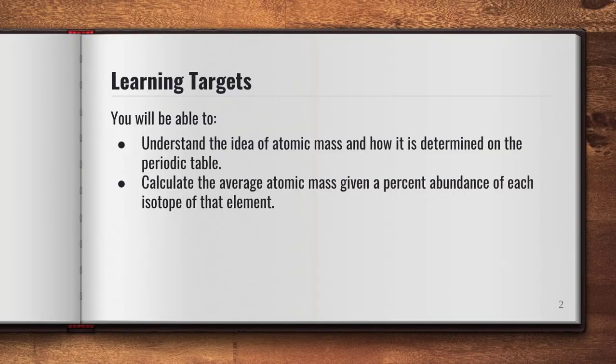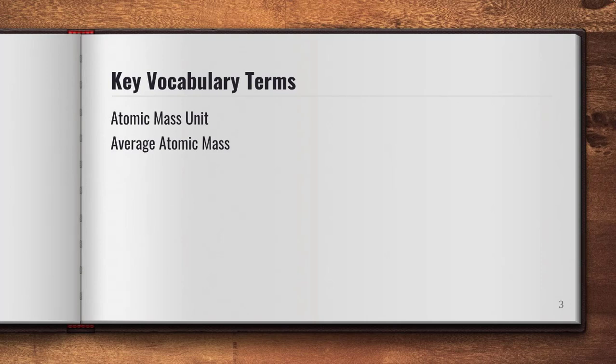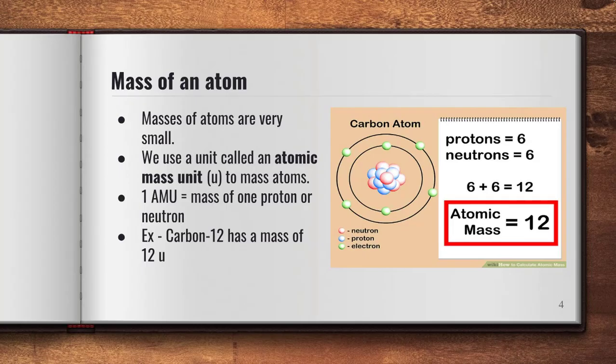So our goals today, hopefully you will be able to understand the idea of atomic mass and how it is determined on the periodic table, and also be able to calculate the average atomic mass given a percent abundance of each isotope of that element. So we got a few new vocab terms for you for today. We have the atomic mass unit and the average atomic mass as our key vocab terms for this video.